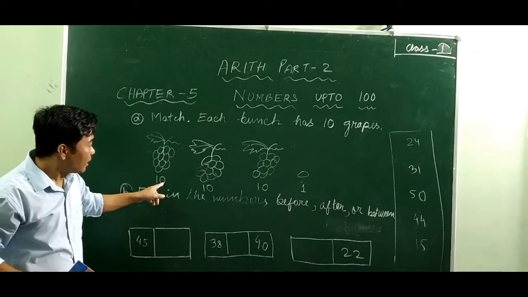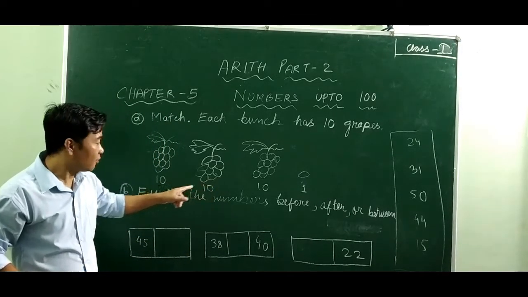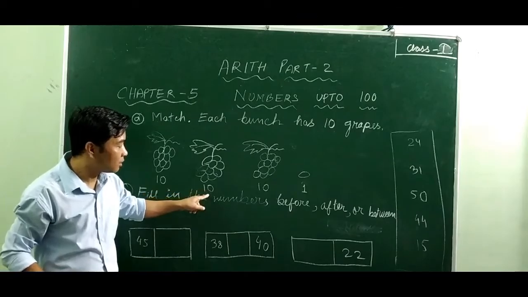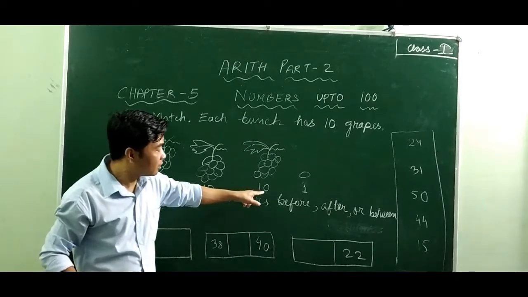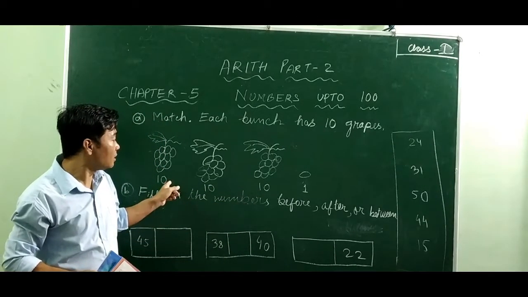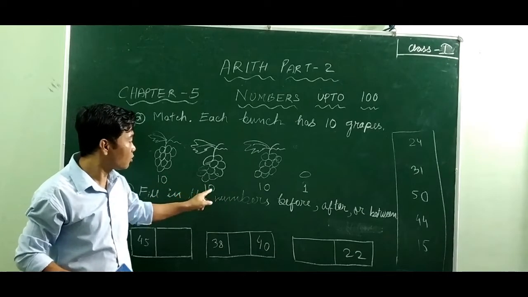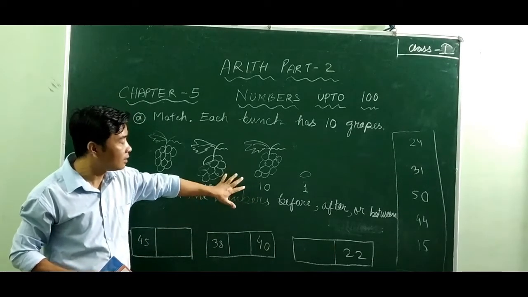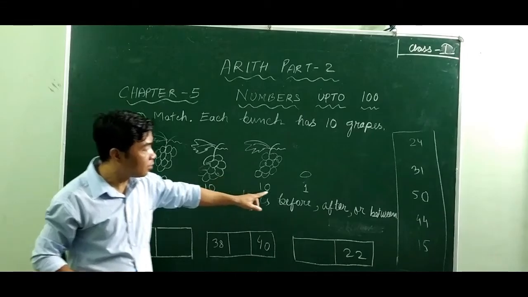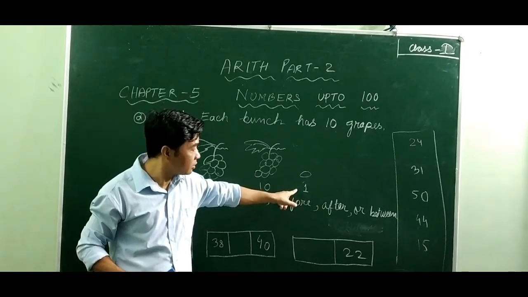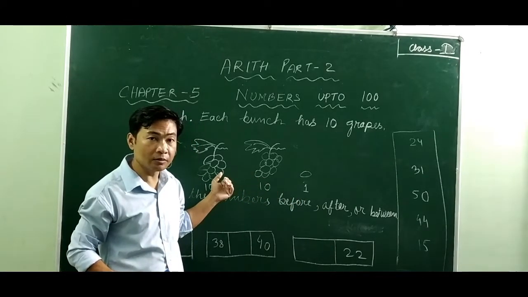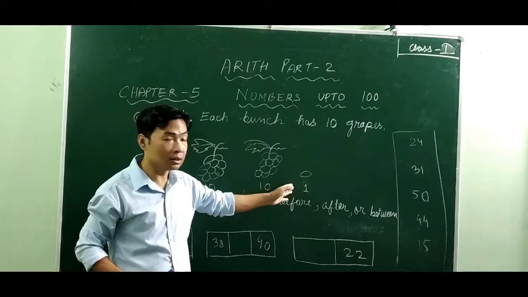So how many tens of grapes do we have? We have 1 ten, another 1, here 2 tens. We have 3 tens. So 3 tens means how much? 10, 20 and 30. So we have 30 grapes here. And then one more grape we have here extra. So if we put it together, we have 31 grapes.